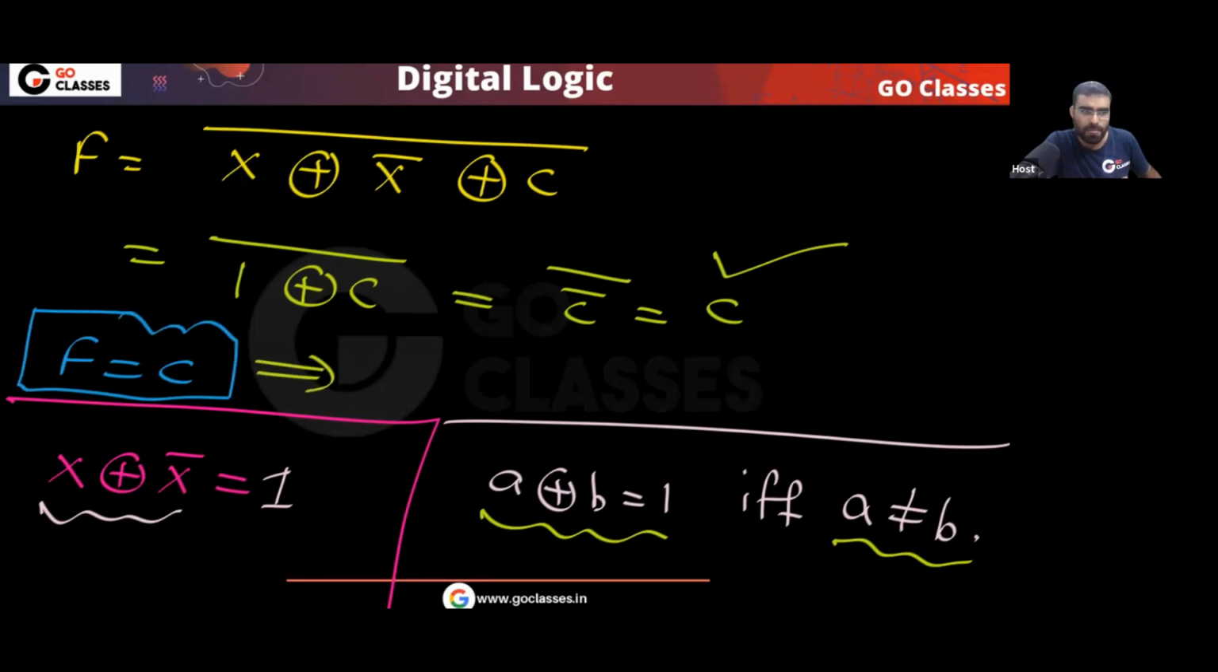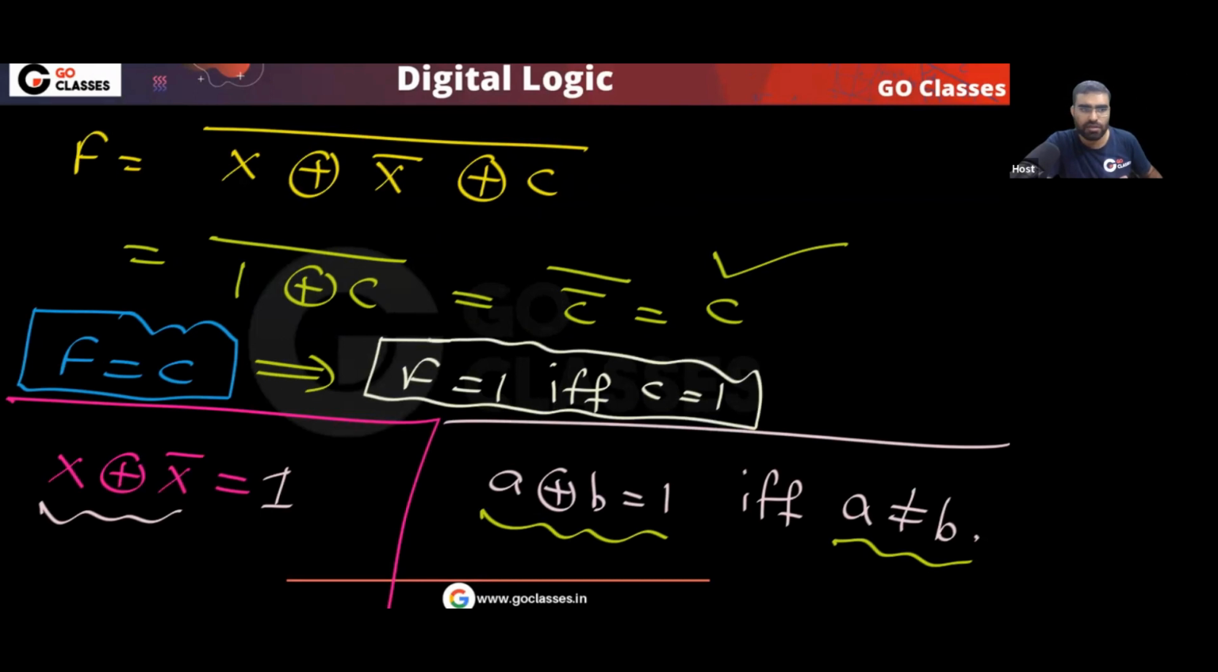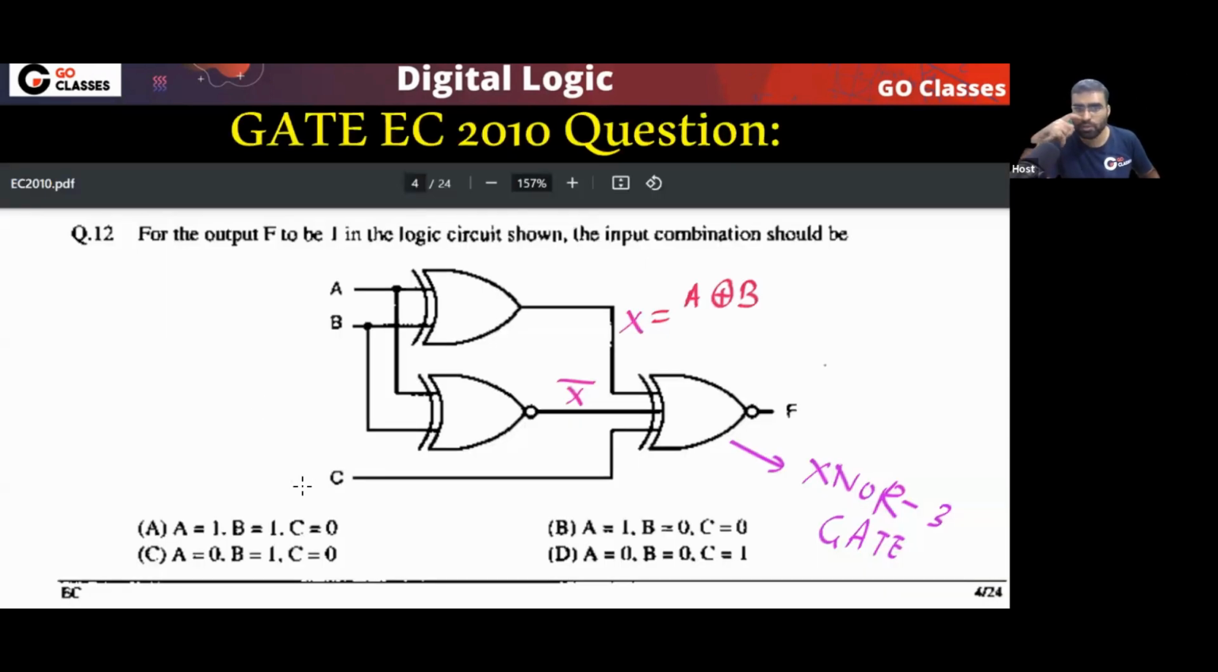What that means? That means F is 1 if and only if C is 1. Okay. Is this clear? Let me know. So what will be the answer? These are the options. F will be 1 if and only if C will be 1. So the answer will be option D. Is this clear? Okay, very simple. F will be C. That's it. I hope this point is clear to everyone. Is this clear? Let me know.